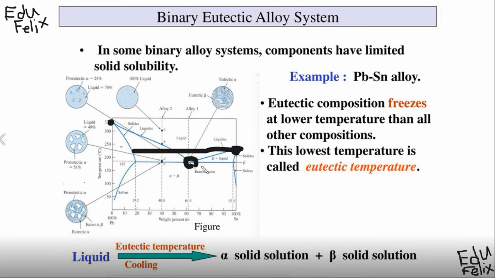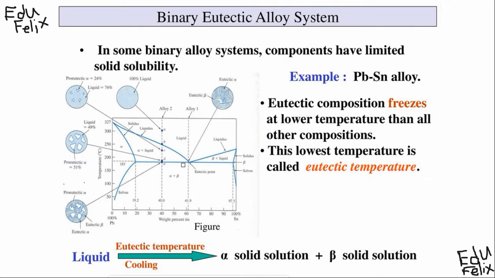So that is what eutectic means. This lowest temperature is called the eutectic temperature. So that is the difference of the eutectic system. Both are binary. The liquid, at the eutectic temperature on cooling, changes to alpha solid solution plus beta solid solution, because in between these two it changes to something else. You have alpha and beta, those are names, alpha solid solution and beta solid solution.